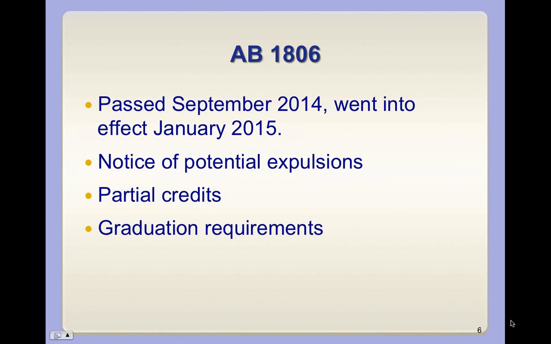We're going to divide AB 1806 into 3 parts and take each part one at a time. So we're going to start with a piece that has to do with providing notice to the liaison of potential expulsions for homeless students.